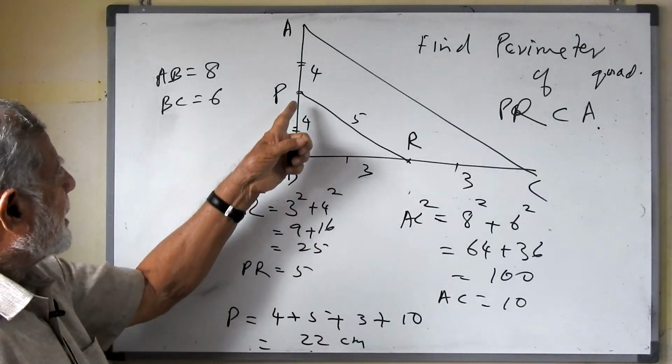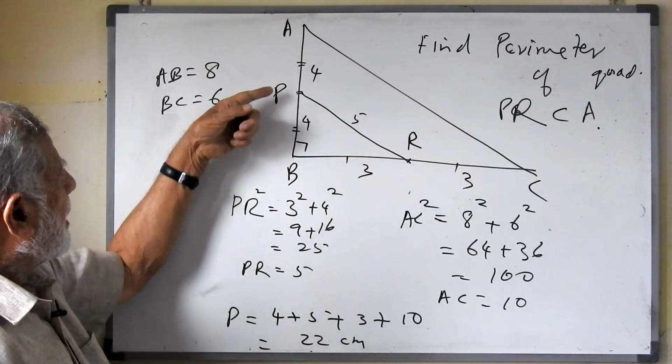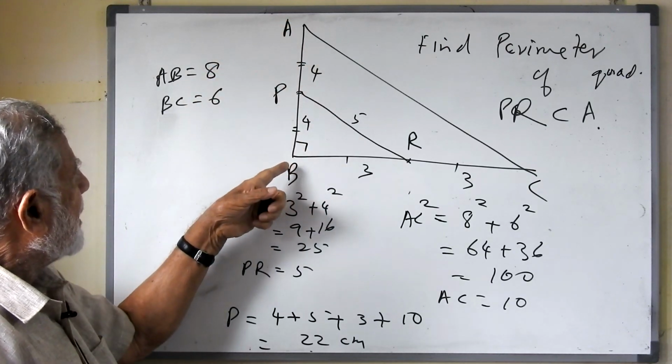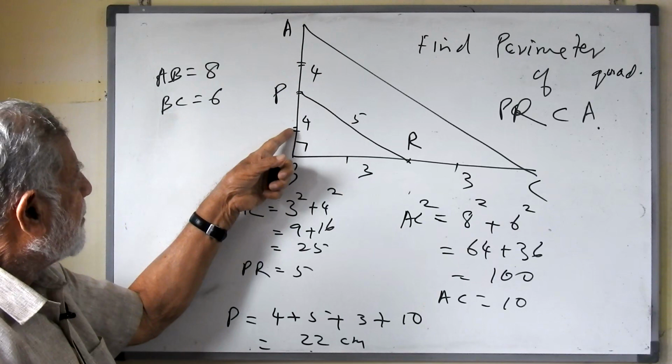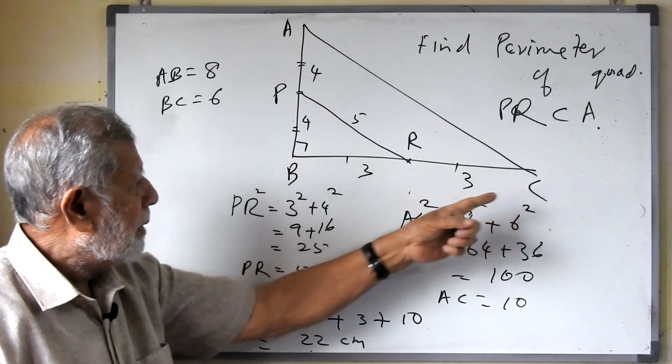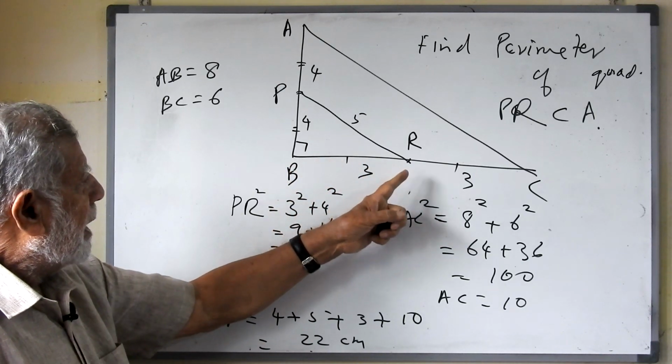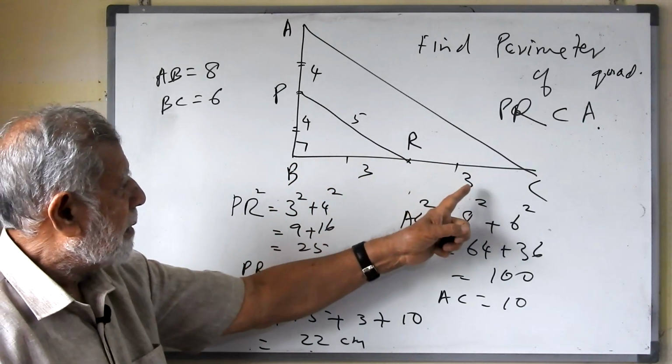How did it come? These are the midpoints of AB. If it is the midpoint, then these two parts should be equal. The whole length is given as 8, therefore this should be 4 and this should be 4. In the same way, BC is equal to 6. This is the midpoint R, so BR is equal to 3 and RC is equal to 3.